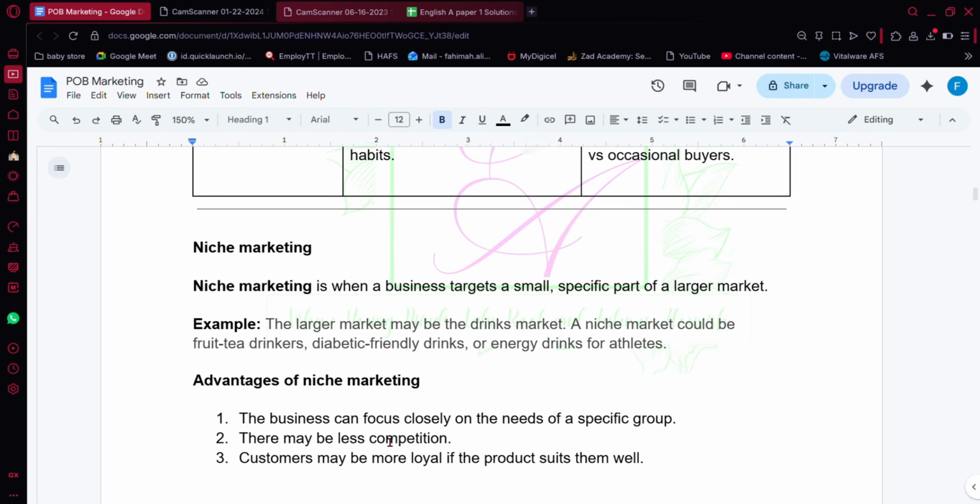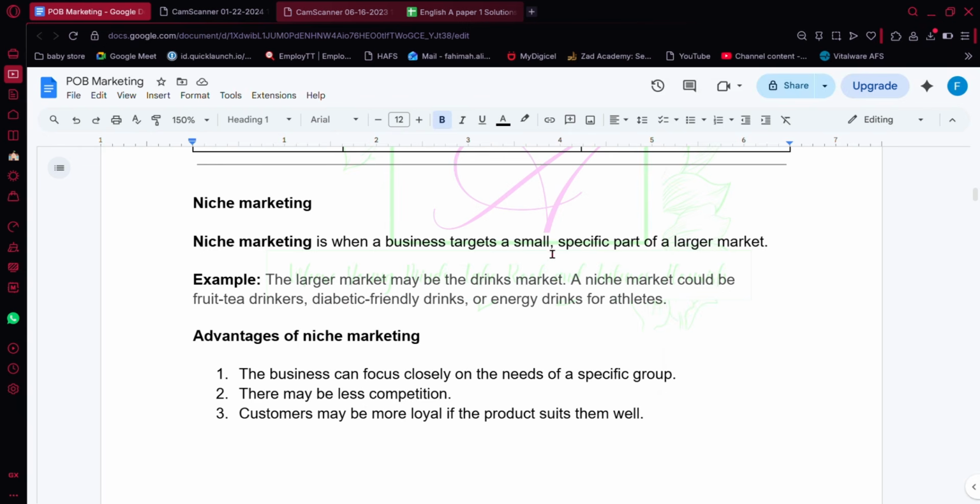Niche marketing is when a business targets a small, specific part of a larger market. For example, the larger market may be the drinks market, and a niche market could be people who drink fruit tea, diabetic-friendly teas, or energy drinks.